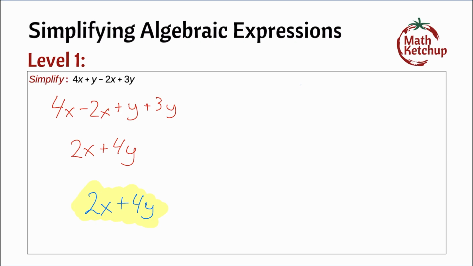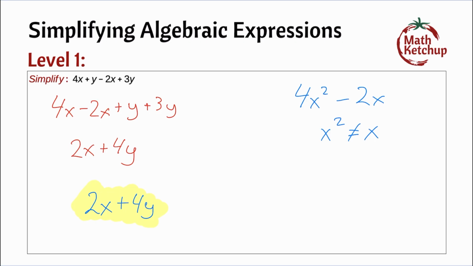Just as an aside, it's important to remember that the exponent on our variables matters. If we had seen this, we cannot combine these. X squared is not the same as x. They are different objects. So therefore, they cannot be combined and they would have to stay that way. X squared is not the same object as x.